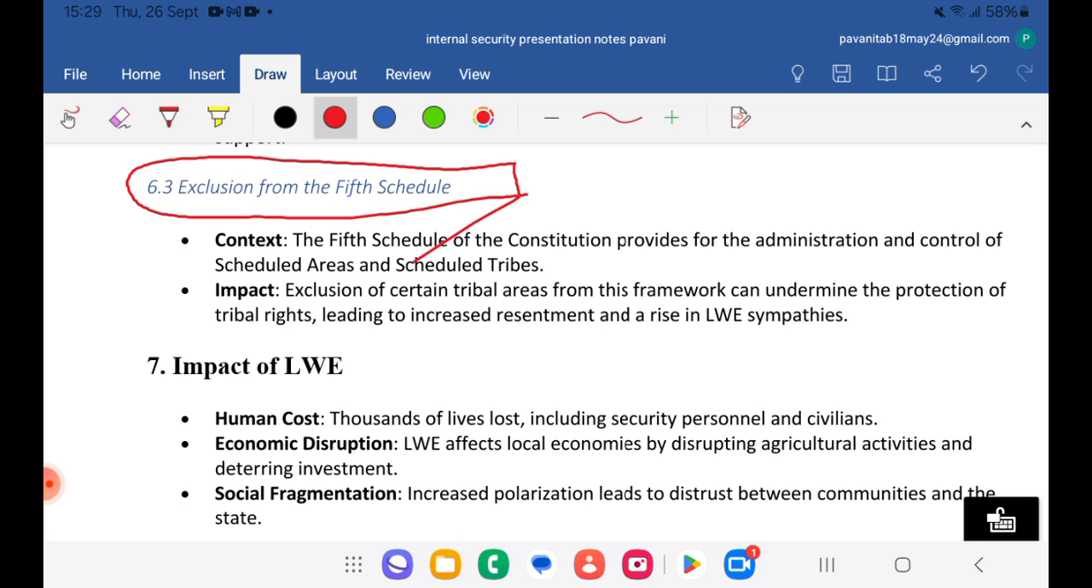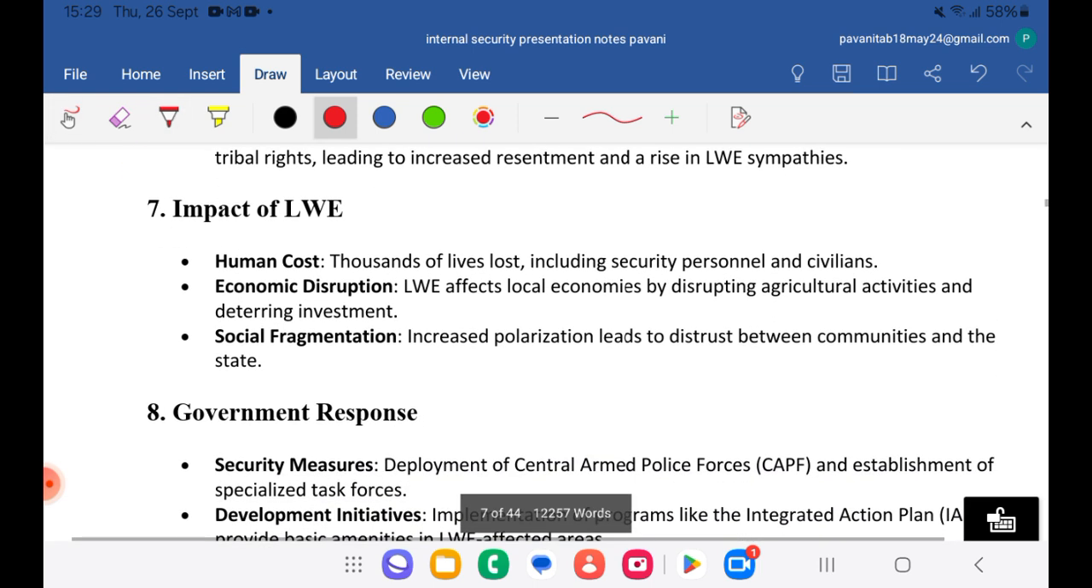So policy wise also we have three laws: the Forest Rights Act, the Forest Conservation Act 2022, and then the 5th Schedule exclusion. From these three policies also we have to be properly implementing, so as to reduce left-wing extremism. Now we'll see what is the impact of left-wing extremism.